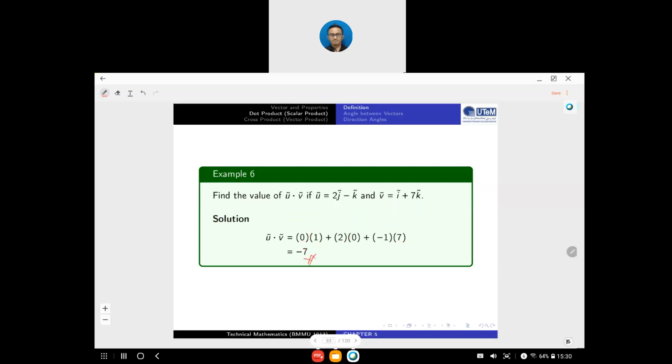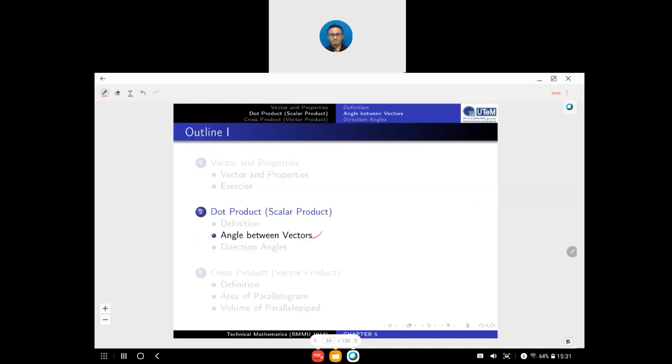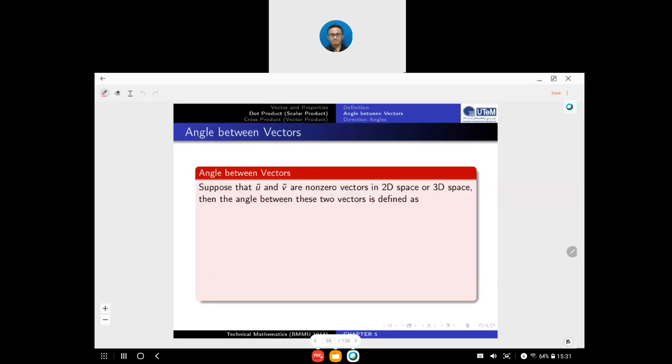Now, let's look at the angle between vectors. What is the angle between vectors? Suppose that vectors U and V are non-zero vectors in 2D or 3D space. We can find the angle between these two vectors: cos theta equals vector U dot vector V, divided by magnitude of vector U times magnitude of vector V.